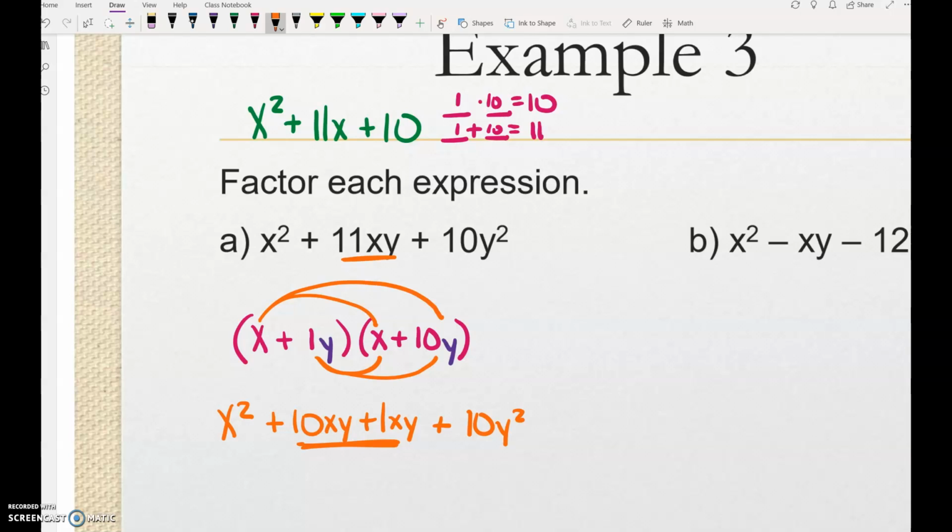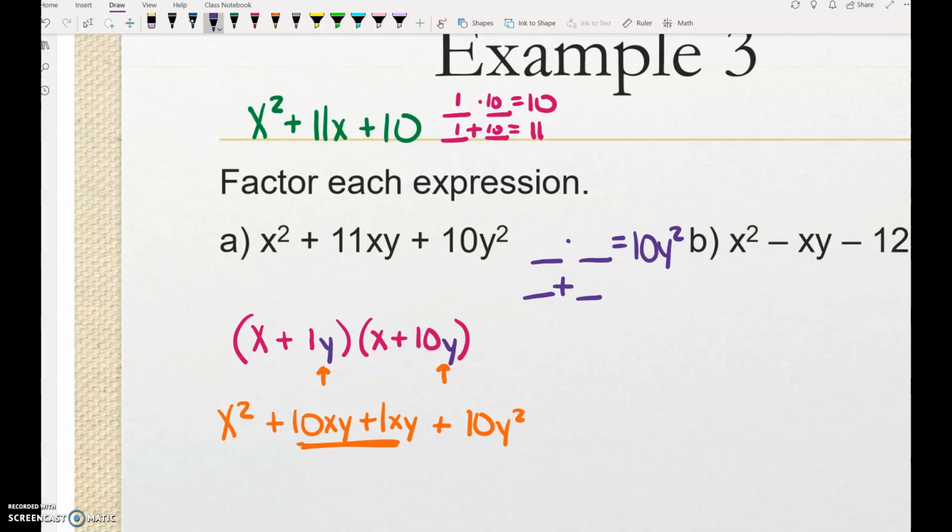So the hack that I want to teach you is, if you see a y in the middle and a y squared at the end, stick a y after the two numbers that you find. You can basically ignore the y and then stick the y into your answer. How I really should tell you to do this is look for two numbers that multiply to give you 10y squared that also add up to 11y. And that would be 1y and 10y.